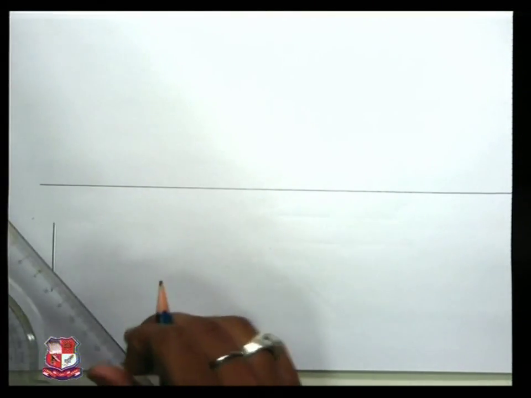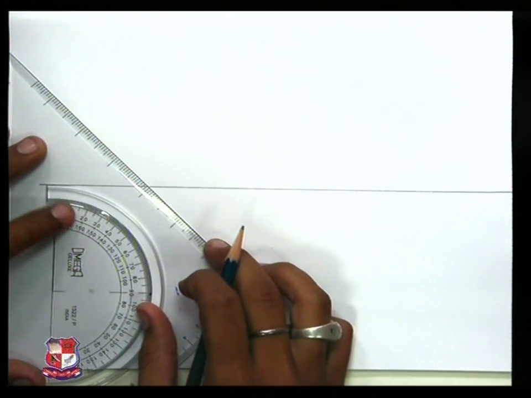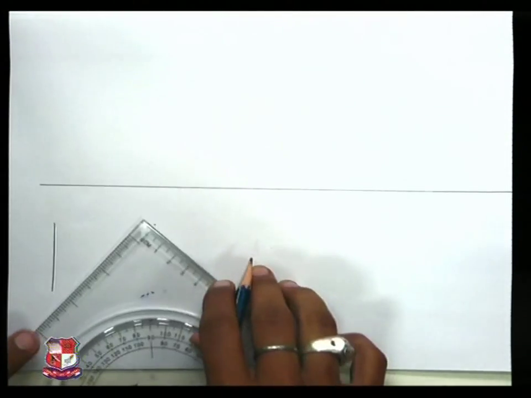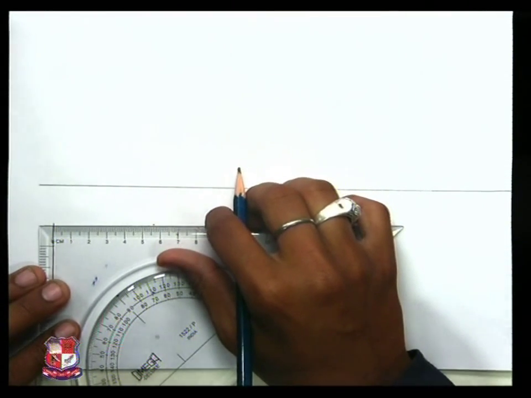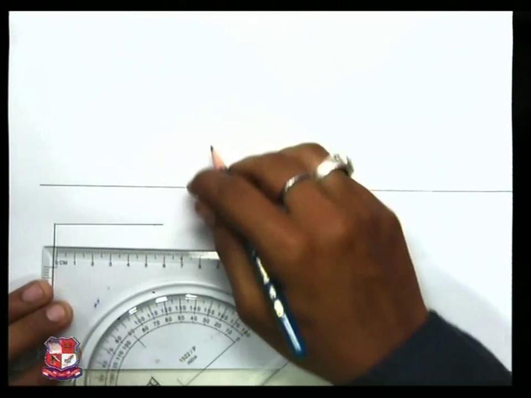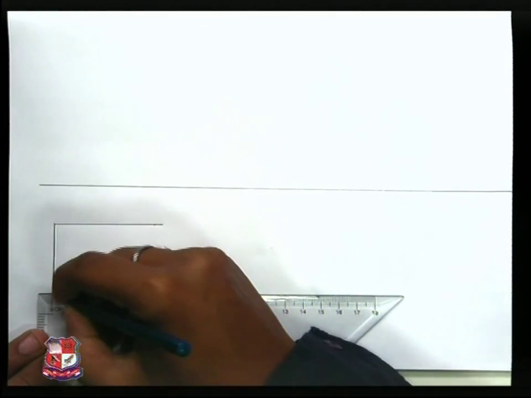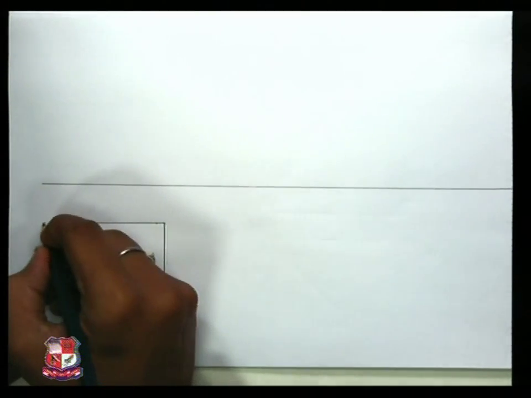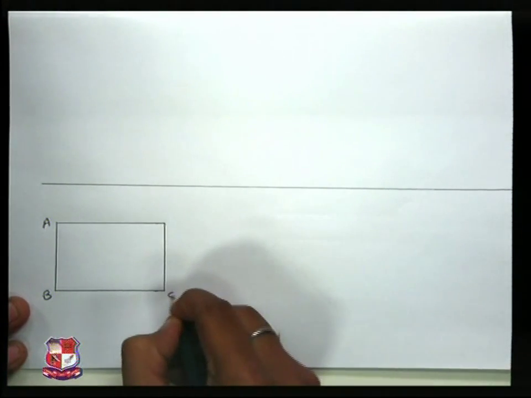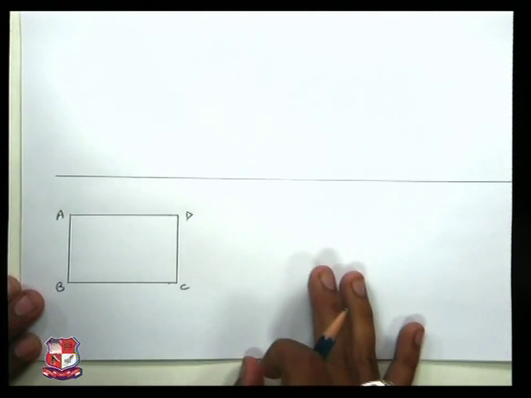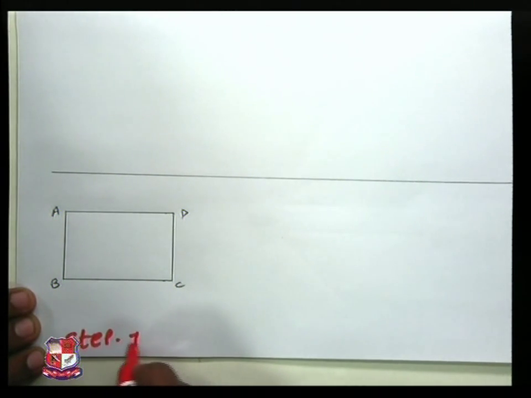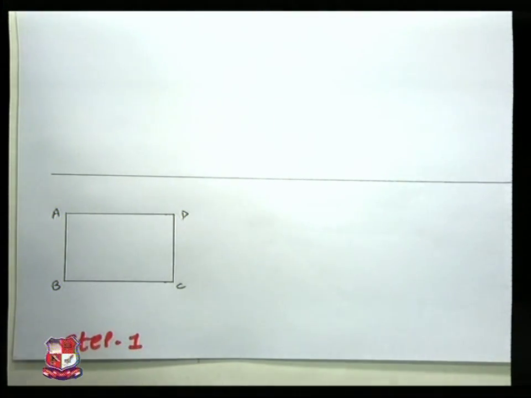Draw a 40 by 60 rectangular plate in step 1, its initial position. This is a 40 by 60 rectangular plate. Its initial position, it's ABCD. The rectangular plate is ABCD. This is our step 1.